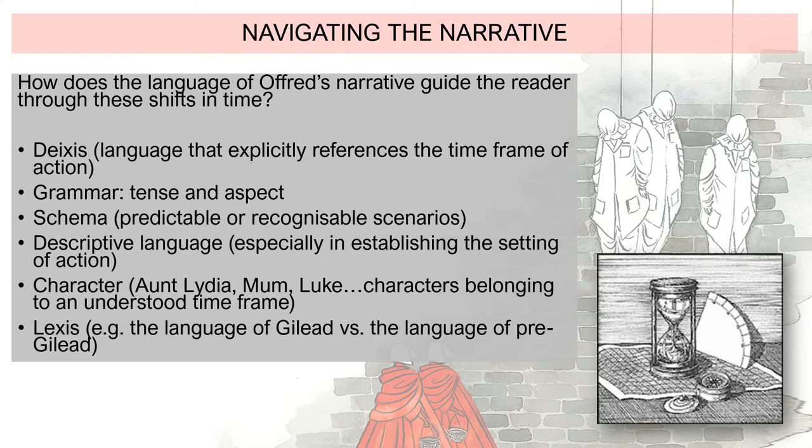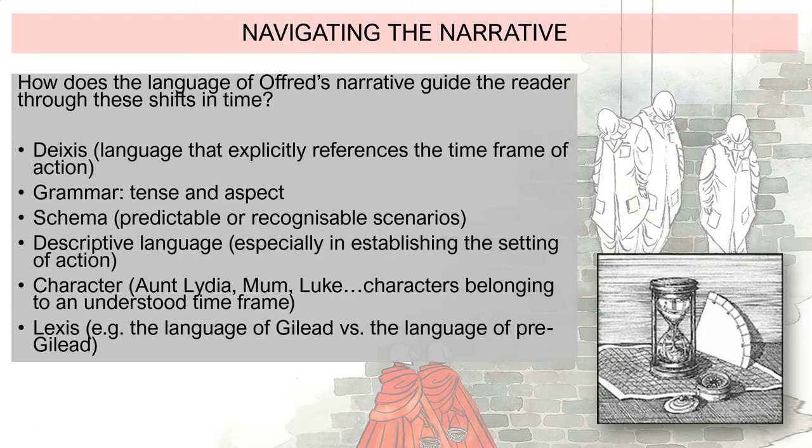Well, deixis, as we know from looking at the previous lesson, is language that explicitly references time frames and actions, and that, of course, can be used to very explicitly tell us when something is happening. Similarly, grammar, the tense and aspect: there is a significant shift between the present tense and the past tense as Offred moves between her experiences in the present and her memories in the past.